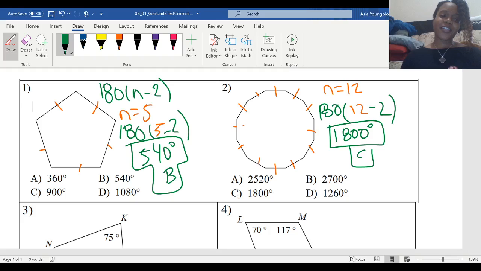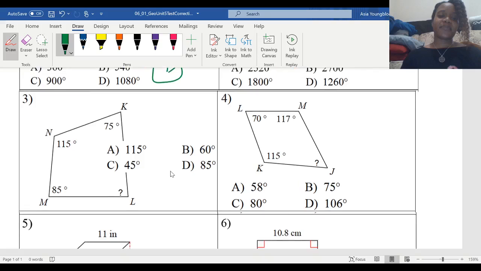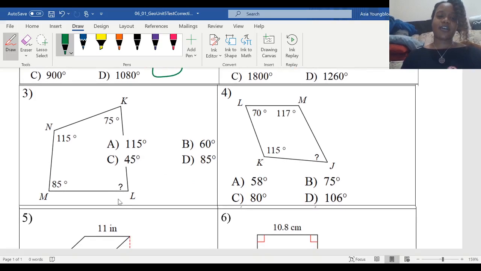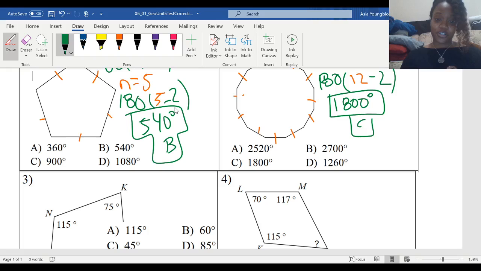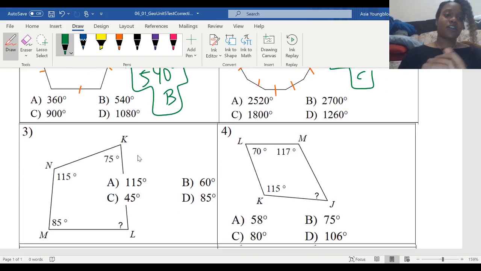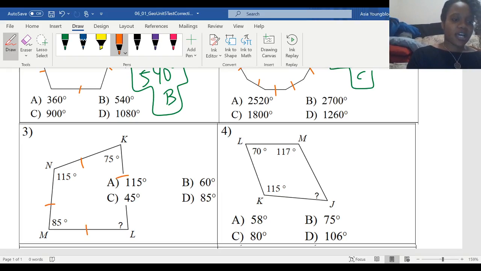Okay. In the next section, we're building off of the same idea. These next two problems ask us to find this missing angle. In order to find this missing angle, it would be helpful to know what all 4 of these angles add up to. To figure that out, all we have to do is use the interior angle sum theorem. We're going to start the same way. We know both of these shapes have 4 sides, so n equals 4.